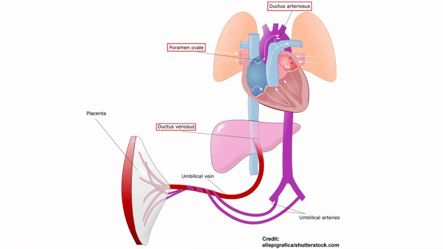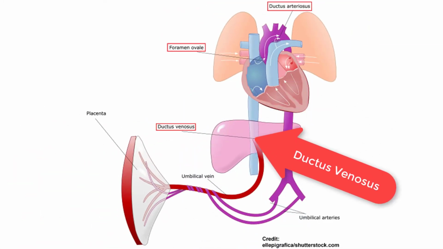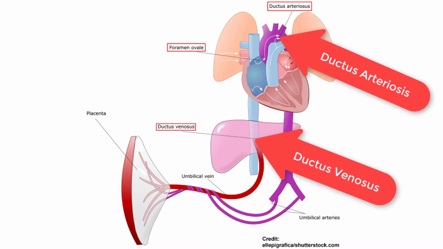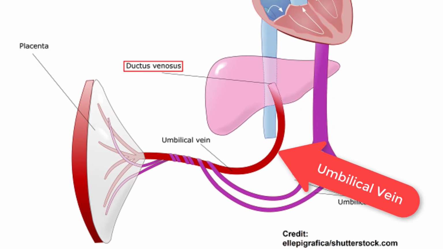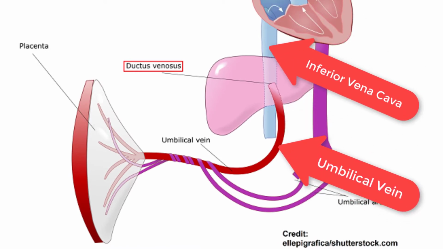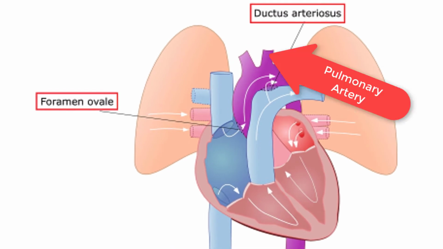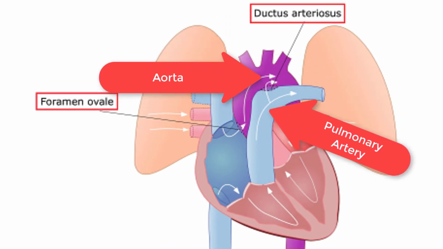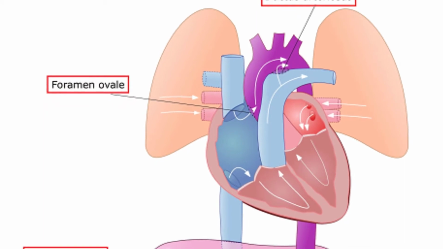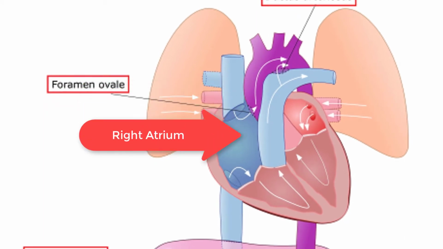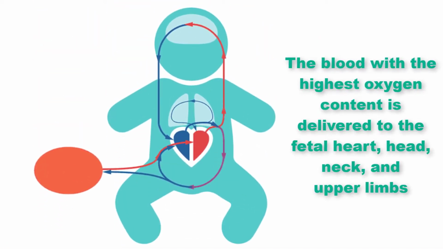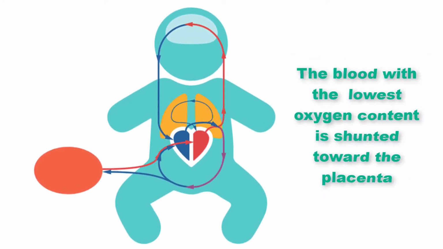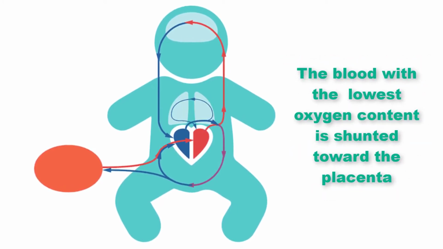Three shunts are present during fetal life: the ductus venosus, the ductus arteriosus, and the foramen ovale. The ductus venosus connects the umbilical vein to the inferior vena cava. The ductus arteriosus connects the main pulmonary artery to the aorta. The foramen ovale is the anatomical opening between the right and left atrium. The blood with the highest oxygen content is delivered to the fetal heart, neck, head, and upper limbs, while the blood with the lowest oxygen content is shunted towards the placenta.